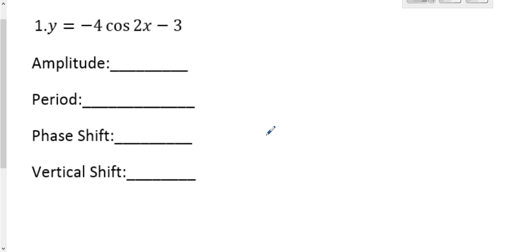Okay, so let's look at this first problem. Our equation is y equals -4 cosine of 2x minus 3. So let's first find our amplitude, period, phase shift, and vertical shift.